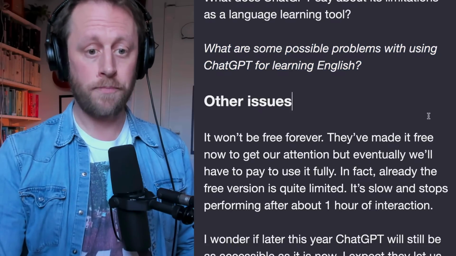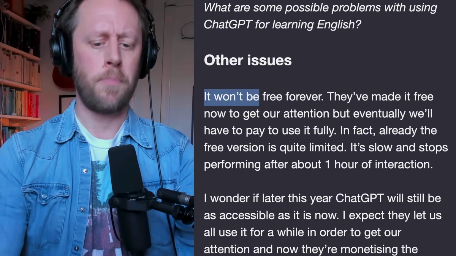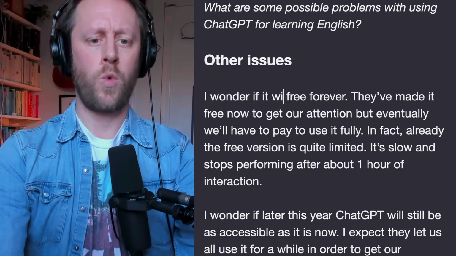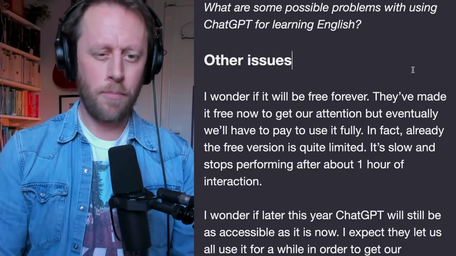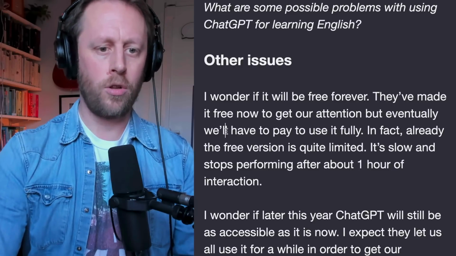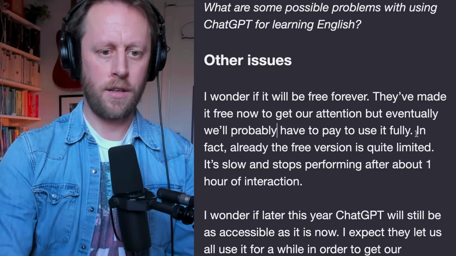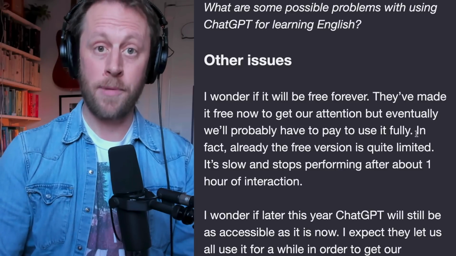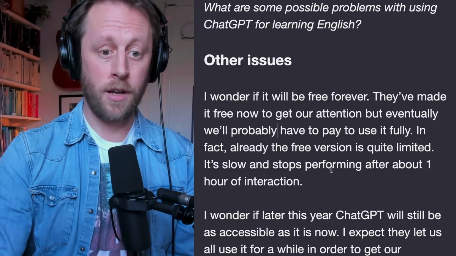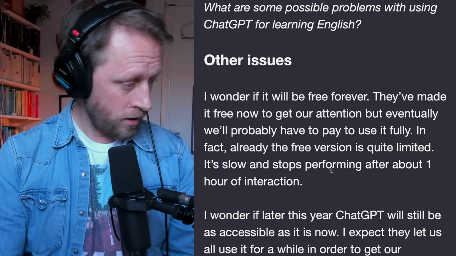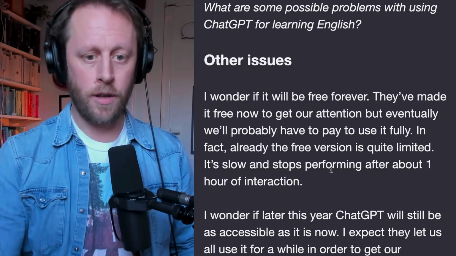Some other issues. I wonder if it will be free forever. I suspect it won't be. They've made it free now to get our attention, but eventually we'll probably have to pay to use it fully. In fact, already the free version is quite limited, as we've seen. It's slow sometimes and stops performing after about 1 hour of interaction. It's been more than 1 hour, though. But it also depends on the frequency of input, right?